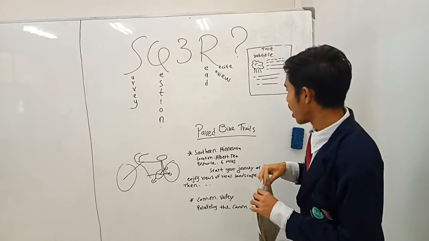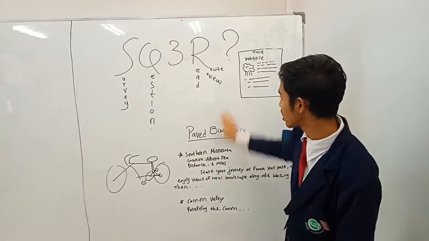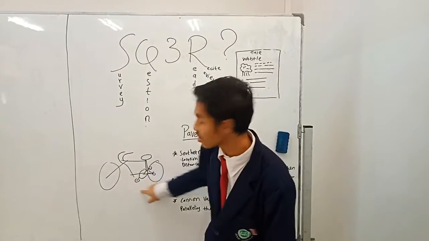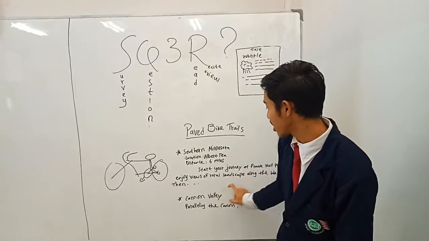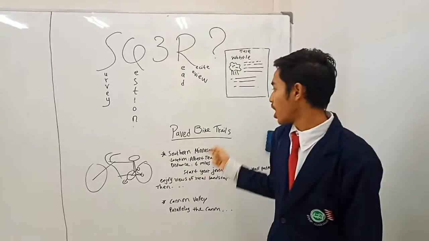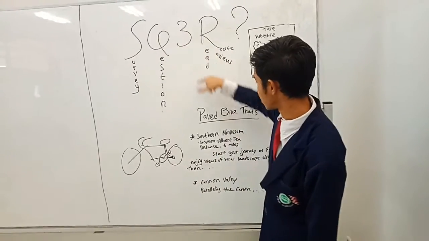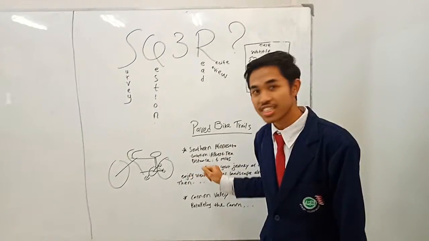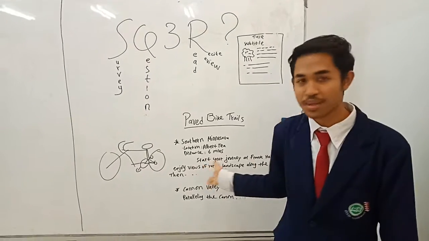Okay, let's hear the example, like Pivot Bike Trail. You have to skim. The title is Pivot Bike Trail. And then there is a picture of a bike, and then the subtitle is Northern Minnesota, and then Cannon Valley. So we have to guess, questioning, what this text is all about. Okay, we have to read. Southern Minnesota, location Alberti, distance 6 miles. Start your journey at Frank Hall Park, and so on.